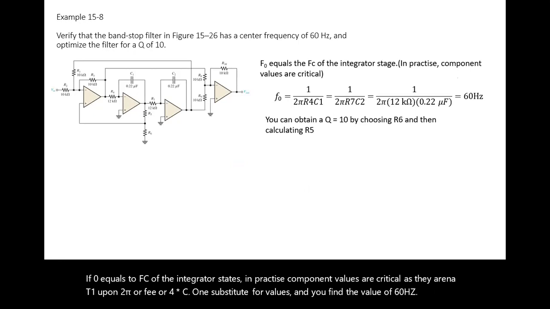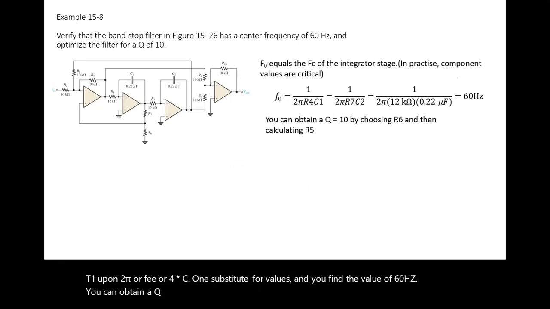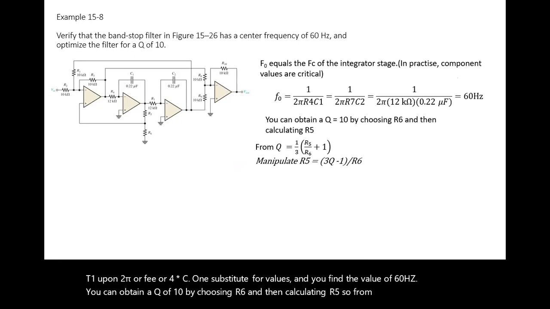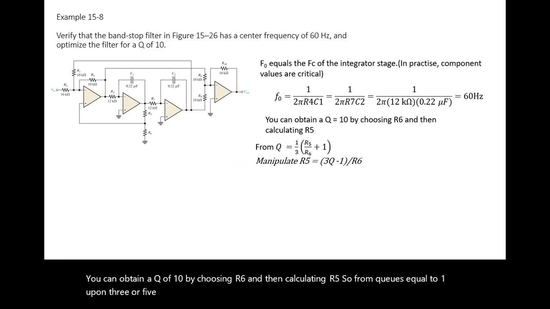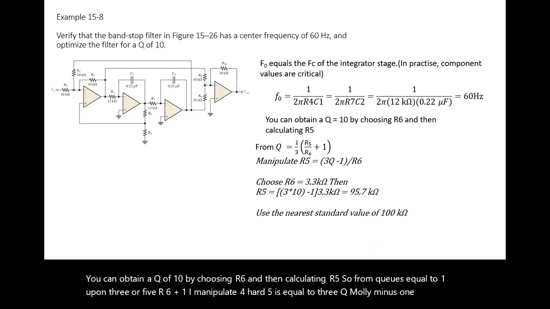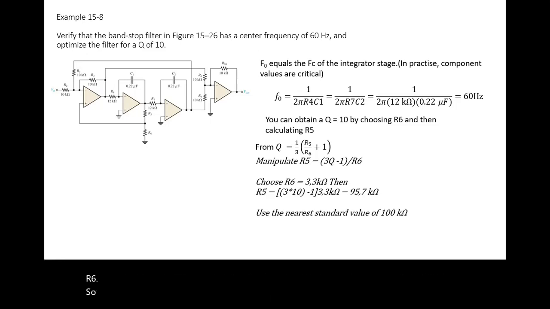You can obtain a Q of 10 by choosing R6 and then calculating R5. So from Q is equal to 1 upon 3 times (R5 over R6 plus 1), I manipulate for R5, which is equal to (3Q minus 1) multiplied by R6. So I choose R6 to be 3.3K, then R5 is (3 times 10 minus 1) times 3.3K, so the value is 95.7K. You use the nearest standard value of 100K.